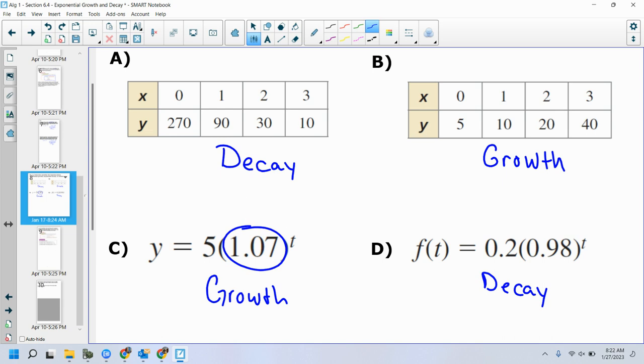Now that one's a little harder. What's the percent decay? Rainer? Yeah, good. 2%. Because it's 1 minus 0.02 gives us 0.98. You got to figure out the number that we subtracted away from 1 to get the percent growth or percent decay. You should be able to back that up.